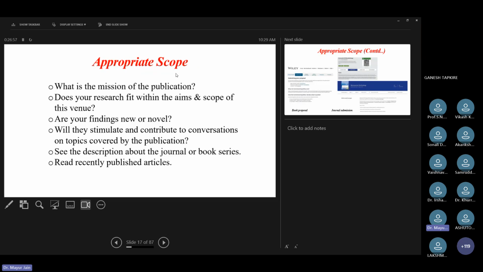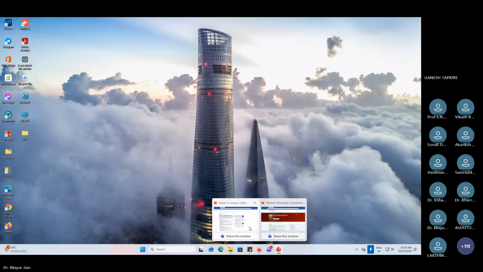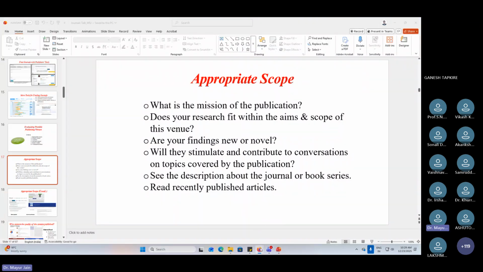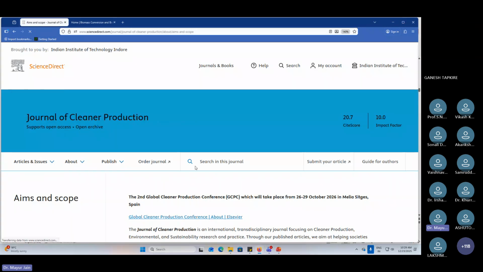Okay, so appropriate scope. I'll just show you a small example for this. Okay, so regarding scope, if you go to any journal, for this I have selected the Journal of Cleaner Production. This is one of my favorite journals in environmental engineering. So when I go to this journal, I always see About and go to Aims and Scope.